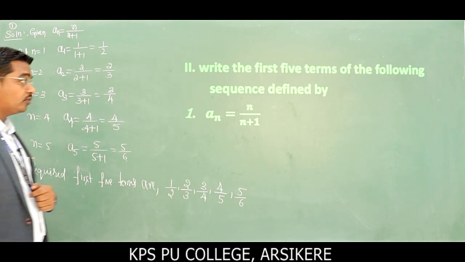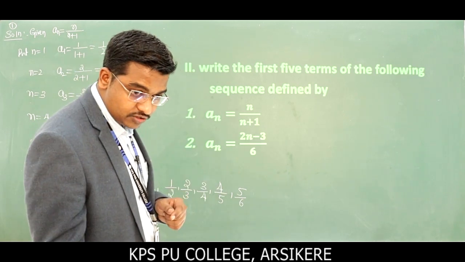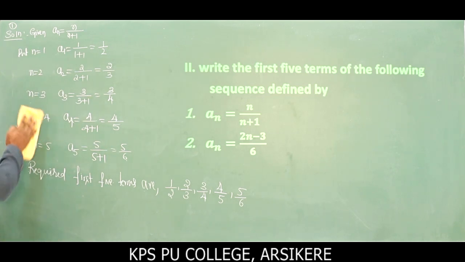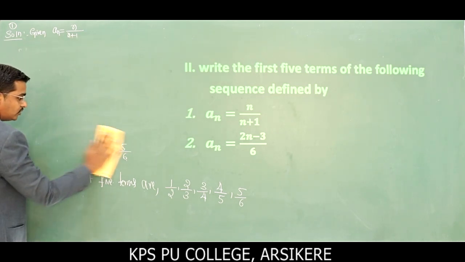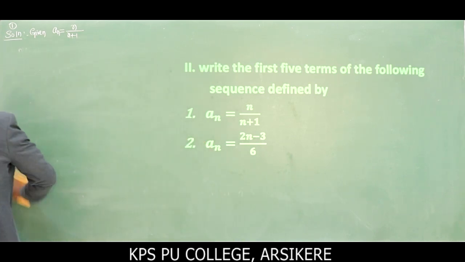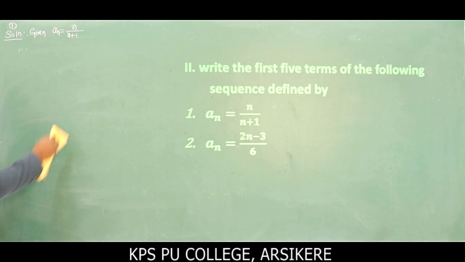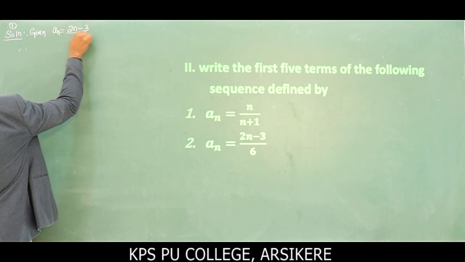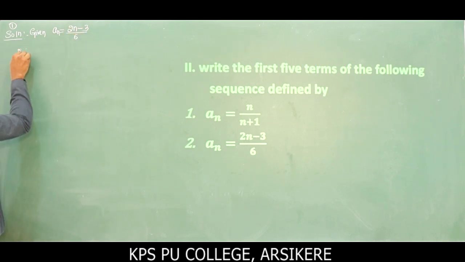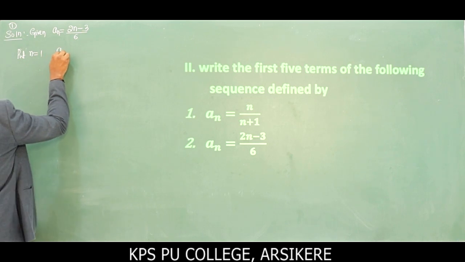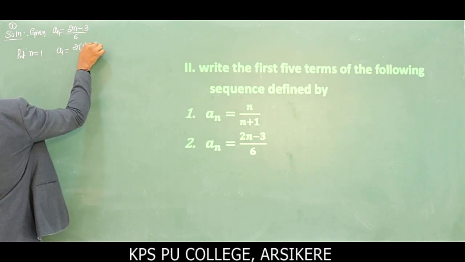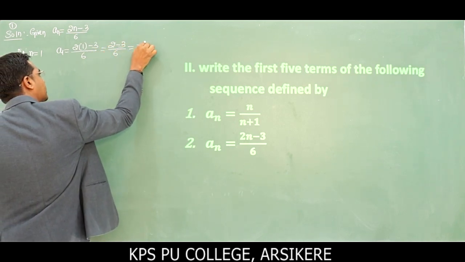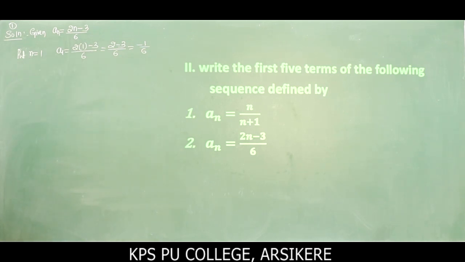Next, dear students, we are moving to the second problem in the same question. Here we need to find 5 terms of the sequence an is equal to 2n minus 3 divided by 6. Same here, put n is equal to 1. a1 is equal to 2 into 1 minus 3 divided by 6. This becomes 2 minus 3 divided by 6, which is minus 1 divided by 6.